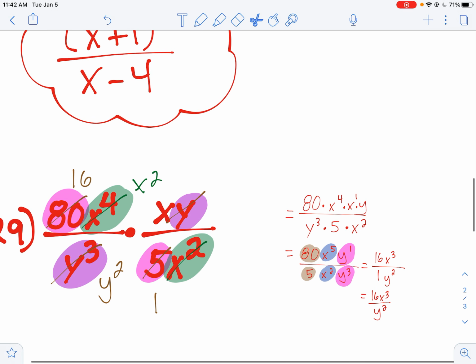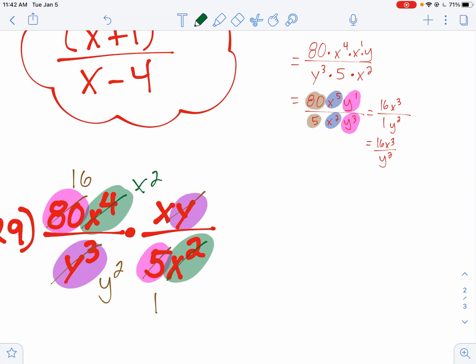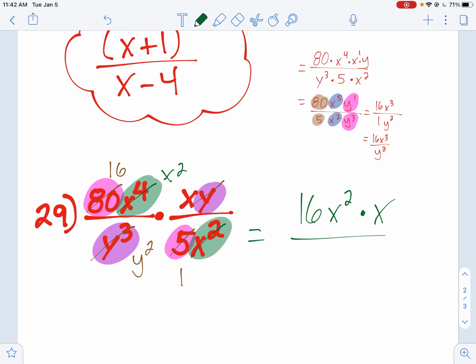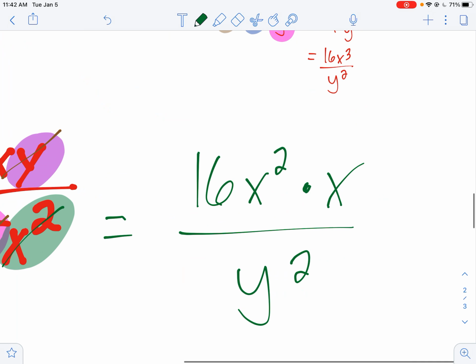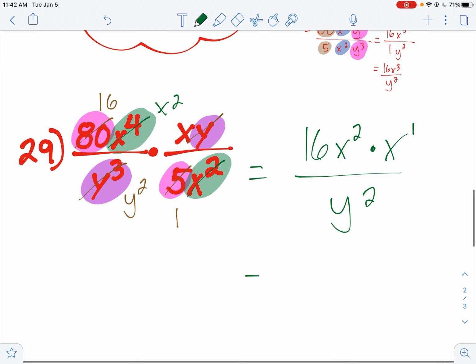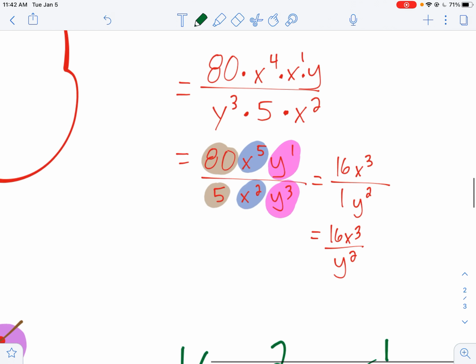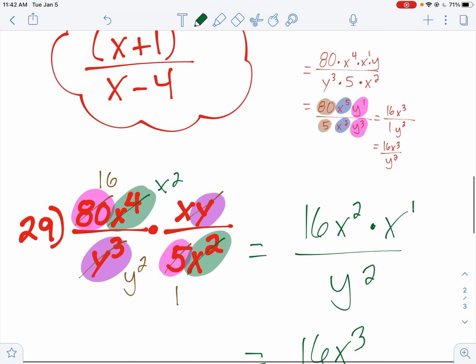And now what am I left with? I'm just going to tuck my work up here. I get 16 x to the second times x, because I still have that x left over here, all over y to the second. X to the second times x to the first gives me 16x to the third. And guess what? It's the same exact answer as I got before. So you can do your simplifying before you actually multiply it all out by cross-simplifying, or you can multiply the whole thing out and then simplify at the end. But that's a nice, easy way to, or maybe not an easy way, but these are a couple of different methods that you can multiply rational expressions and ultimately get the same answer.